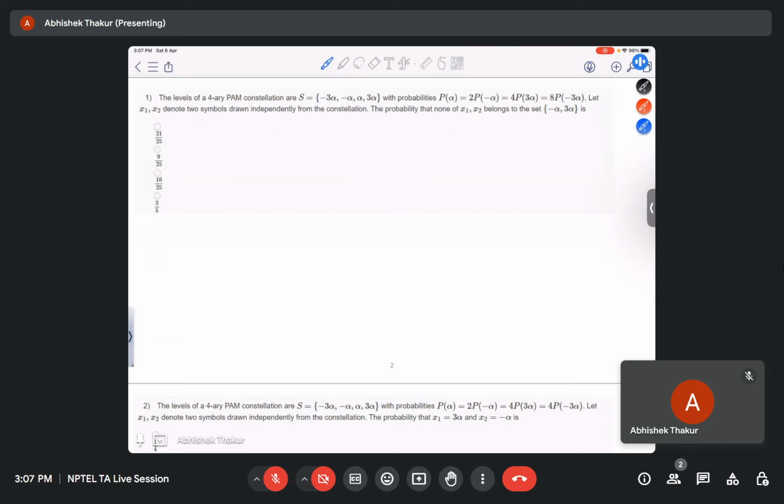So here 4 array PAM is there. So it is given probability of constellation alpha is equal to twice the probability of constellation minus alpha, that is equal to 4 times the probability of 3 alpha, equal to 8 times the probability of minus 3 alpha. So the constellation is shown like this: alpha, 3 alpha, minus alpha, minus 3 alpha.